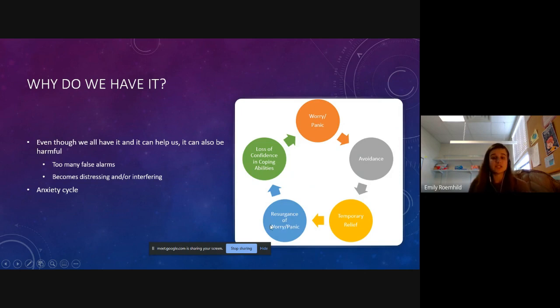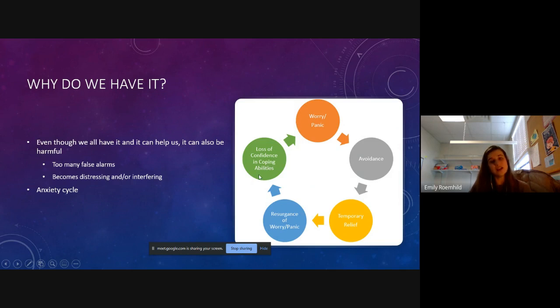And so this resurgence also is going to lead to a loss of confidence in our coping abilities, whether we don't have any, whether they didn't work when we tried them, or whether we couldn't think of any. And then this often leads to more worry and panic for future situations down the road. Because if kids and teens realize that what they've tried, or didn't try, or don't have in terms of coping abilities doesn't work, that's going to increase that worry and panic down the line. And it's going to make it really tough to cope with these things. And so that keeps you stuck in this cycle.